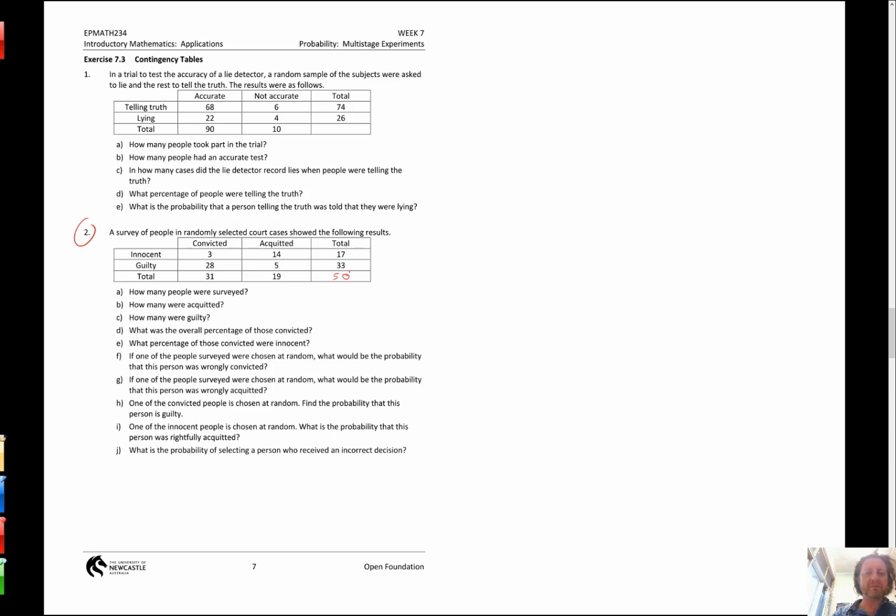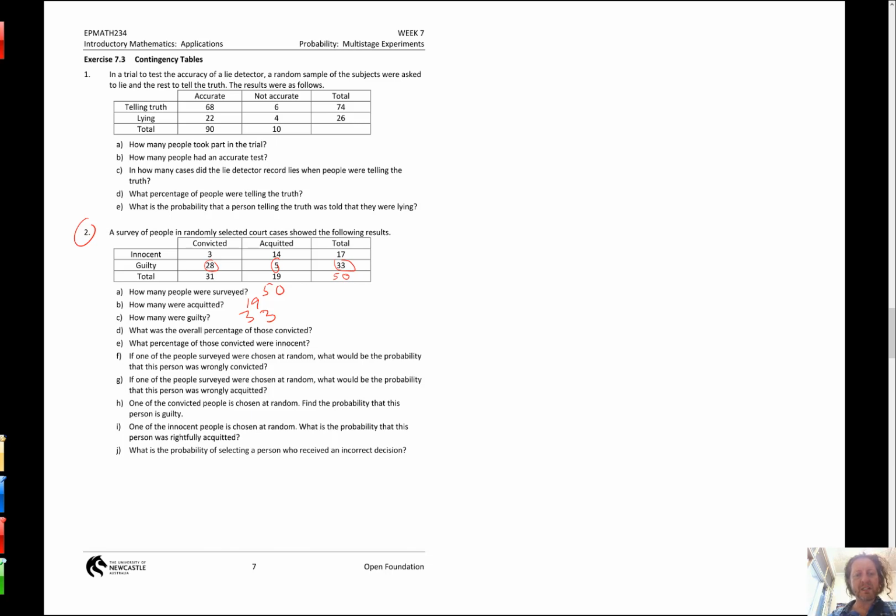Firstly, how many people surveyed? 50. How many people were acquitted? 14 innocents and 5 guilties. Who cares? 19 total were acquitted. How many were guilty? Again, who cares whether they were convicted or acquitted? These 28 and these 5 were guilty. 33.